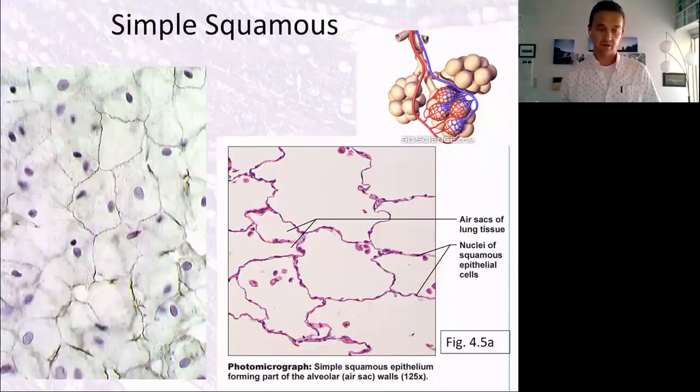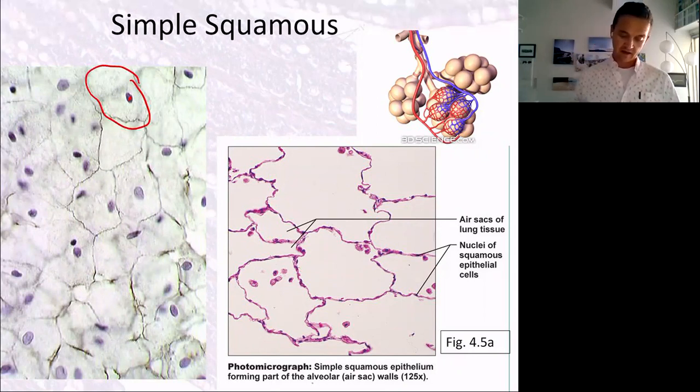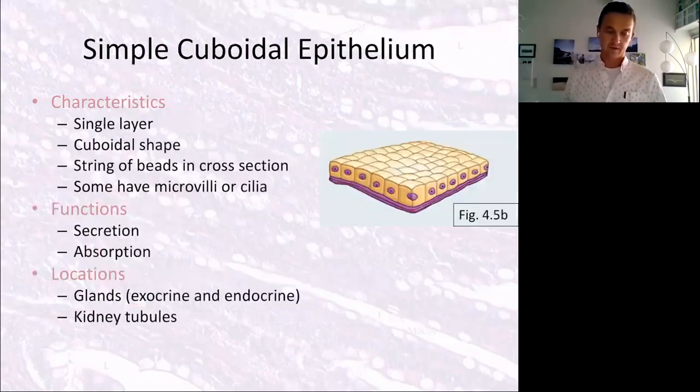Okay, this is what simple squamous looks like. You see it there, you see those individual cell shapes with each little nucleus. And these are from an alveoli, which is the bottom of your lungs right here. Okay, that's one example.